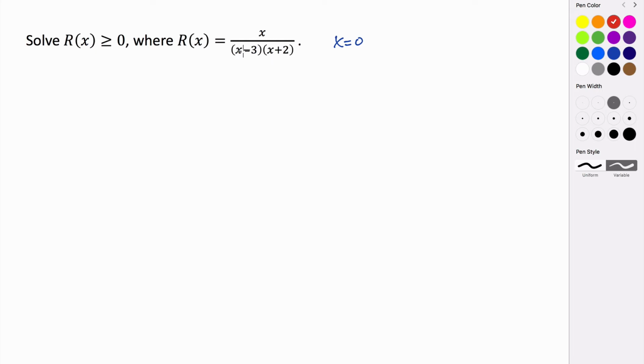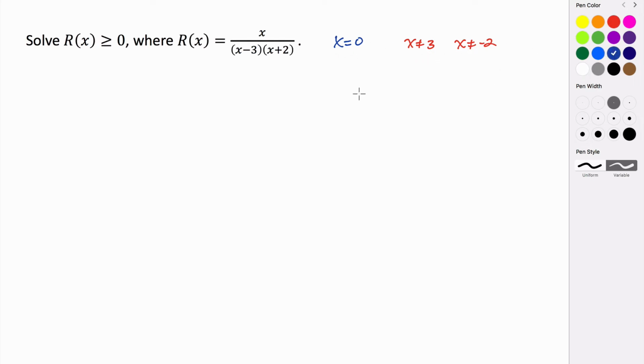Vertical asymptotes happen at domain restrictions. So we have domain restrictions if x minus 3 and x plus 2 are equal to 0. We get from this that x cannot equal positive 3 and x cannot equal negative 2. If x is 3, that makes this 0. If x is negative 2, that makes this 0. And we can't have 0 in our denominator. So these are the three values that we're going to put on our number line, giving us the intervals that we need to test.